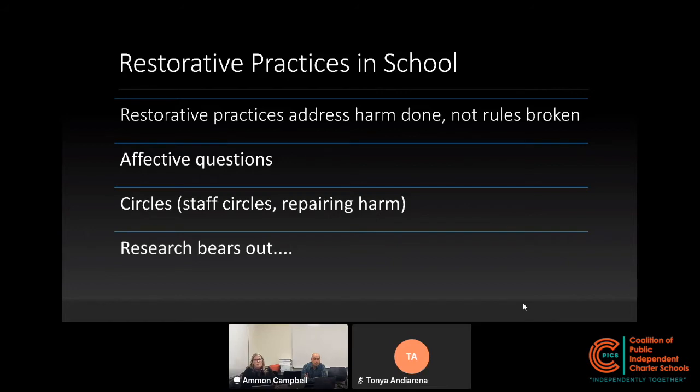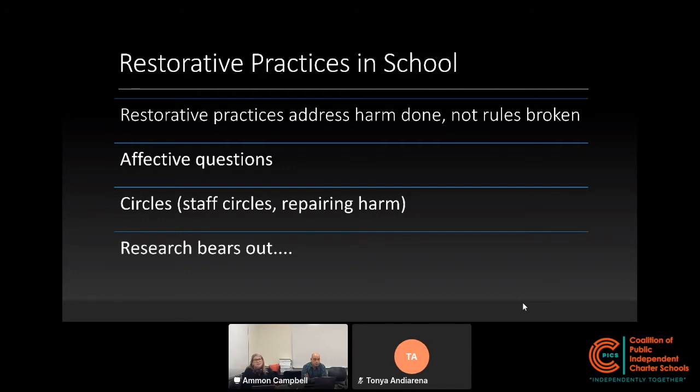Those questions are non-blaming. They're not loaded, like, why did you do that? It's not about myself. The focus is really on that person.